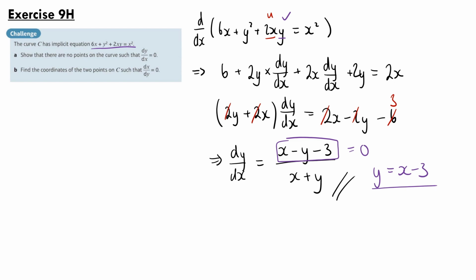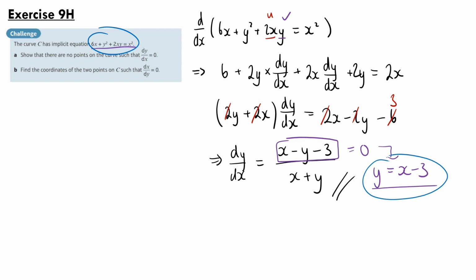So for example, say the curve C looked like this at some point. Then we need to show that y equals x minus 3, which would look something like this, doesn't intersect the curve at any point. Otherwise, at some point, we'd have that y is equal to x minus 3, so x minus y minus 3 would be 0, and then the derivative would be 0 at that point. So we can solve the two equations, the curve and the line y equals x minus 3, simultaneously, and we need to show there are no solutions.